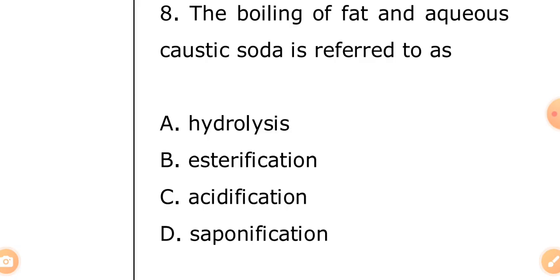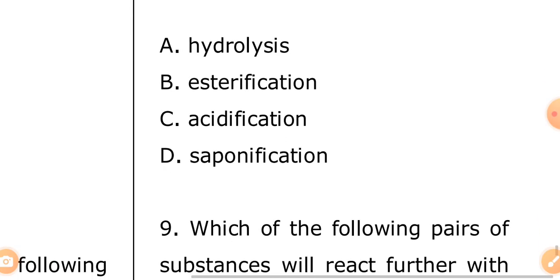So the first assignment I'm giving is on this number 8. Go and find the meanings for me. Find the meaning of hydrolysis, write it for me. The meaning of esterification, write it for me. The meaning of acidification, write it for me. And the meaning of saponification, write it for me. Don't jump. I am preparing you to score 300 and above in your JAMB.